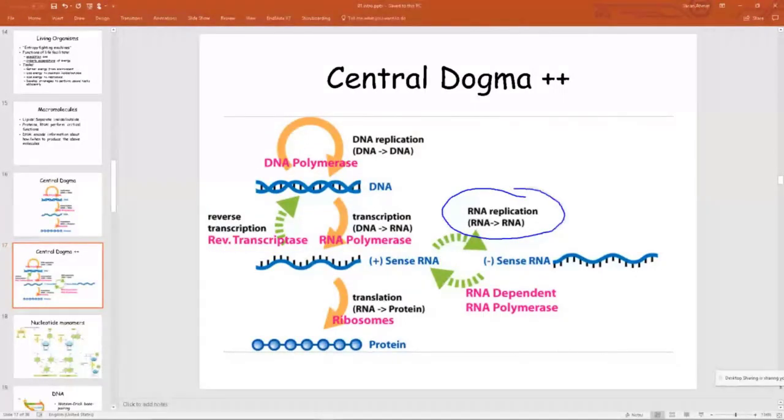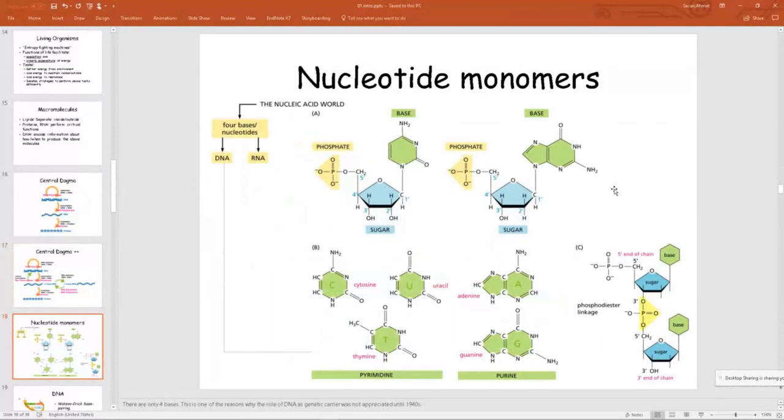There are also some, again, especially viruses that do RNA replication, taking an RNA template and creating another copy of RNA, just like DNA replication. Okay. All right. So those are sort of the add-ons to the classical central dogma.